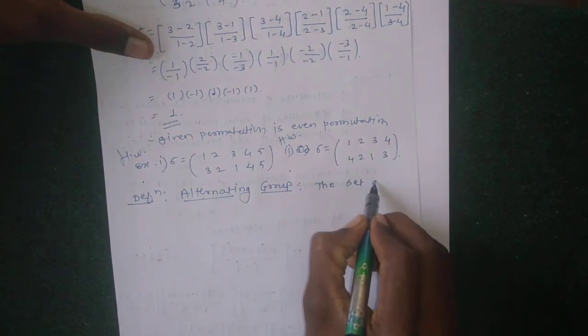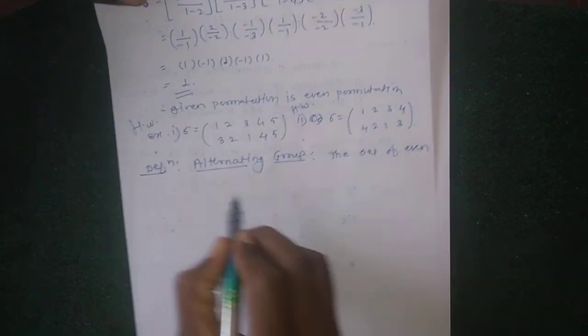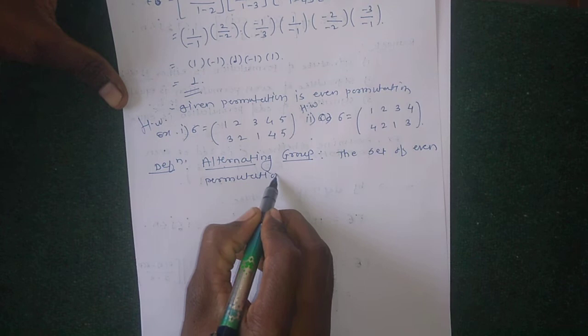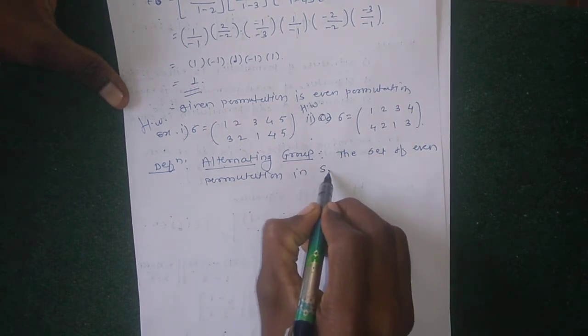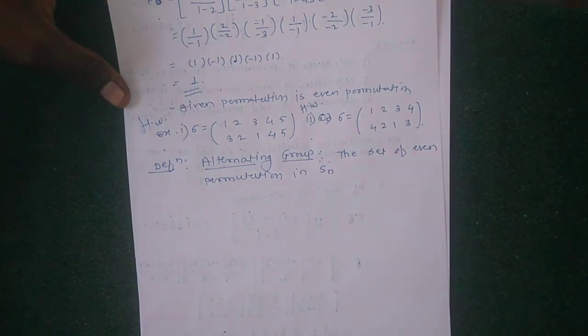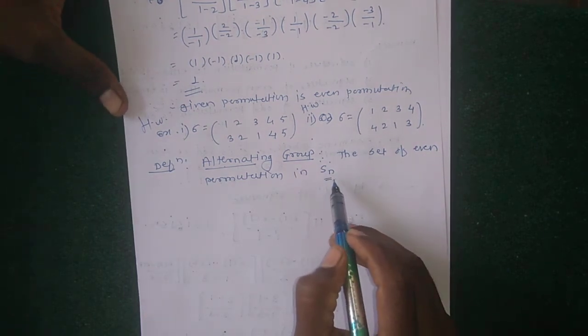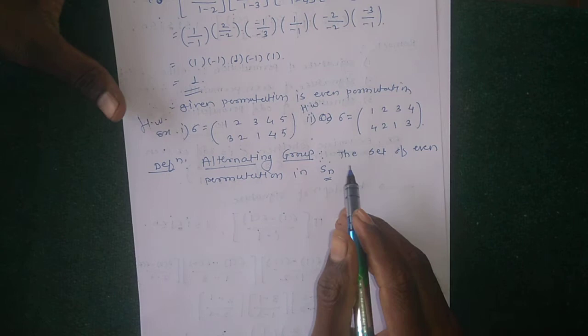The set of even permutations in Sn. Sn is a symmetric group. This is the symbol of the symmetric group with n, which contains n elements.